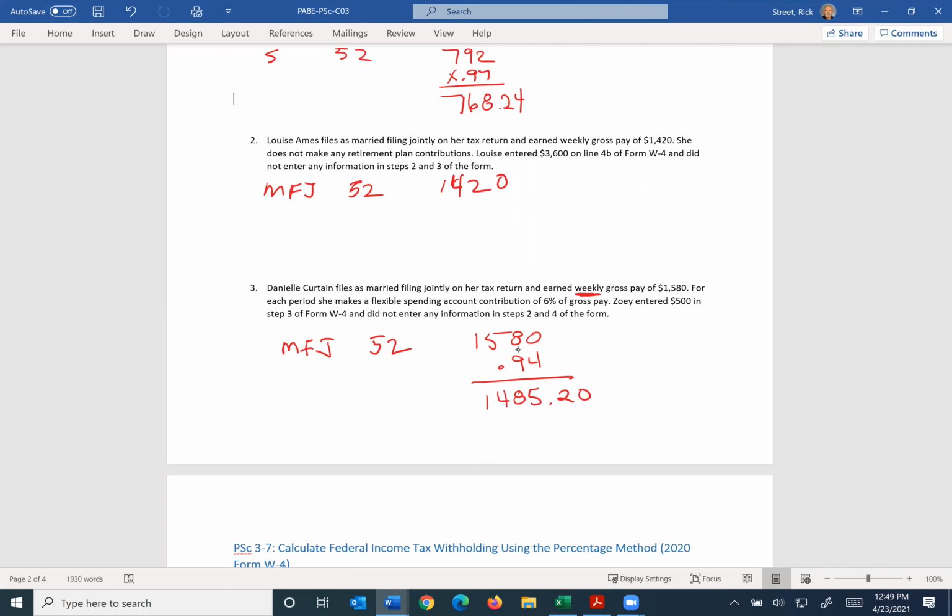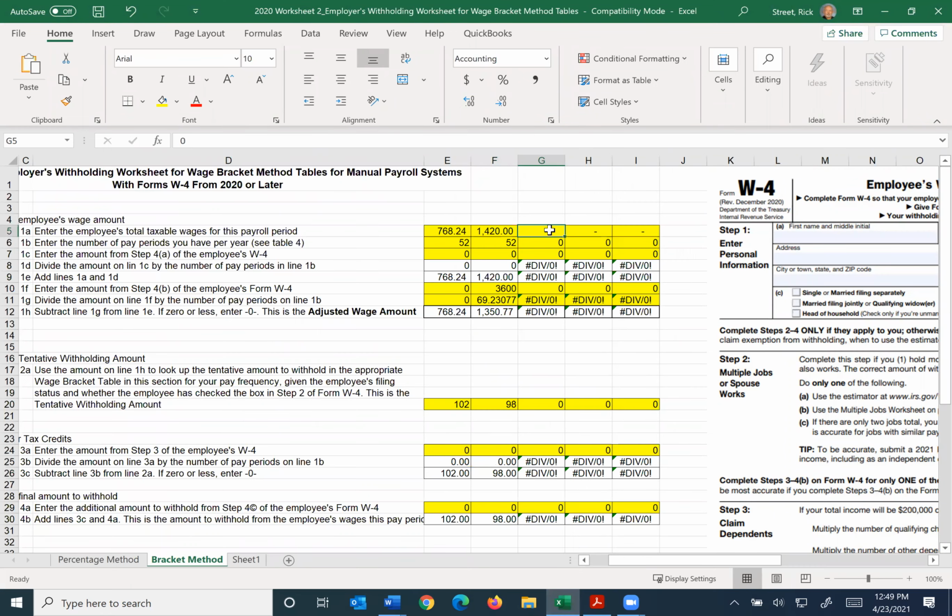Danielle entered $500 on step 3 of Form W-4. Okay, that $500 most likely is for a dependent other than a child, and she did not enter any information on steps 2 and 4, and the checkbox was not checked. So we move to our table at this point. So our taxable wages are $1485.20. 52 periods. We're using the weekly table.